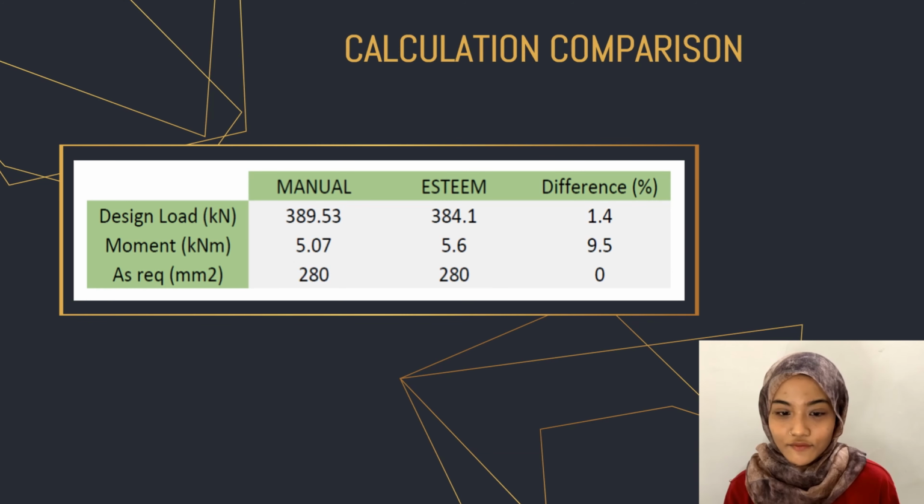The last part for column design is the calculation comparison between manual and ESTEEM software. It is being done in terms of design load, moment, and AS required. The manual calculation is considered acceptable. As we can see, the difference is less than 10%. That's all for column design.